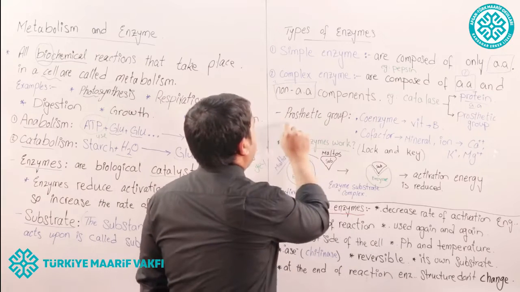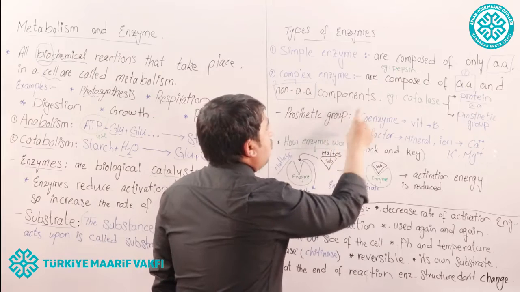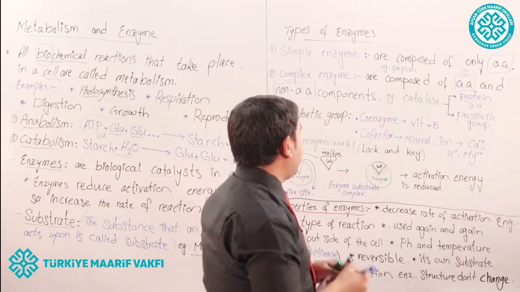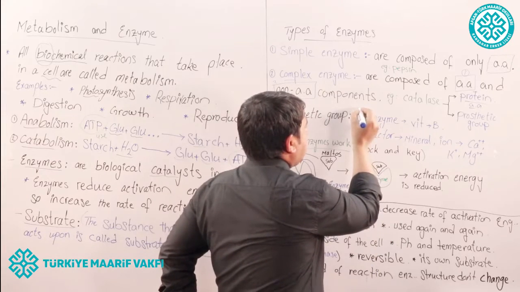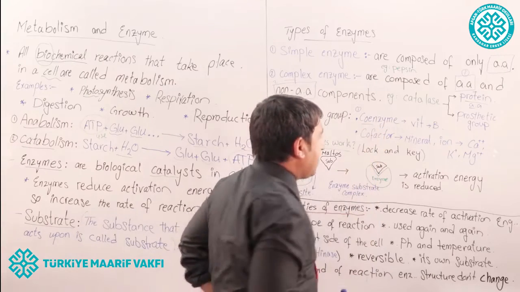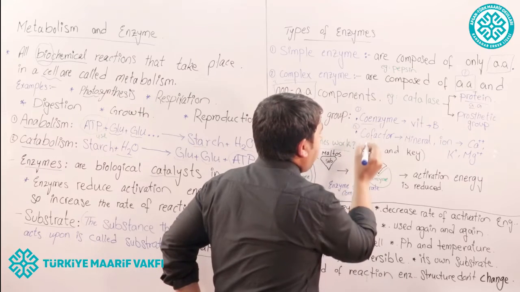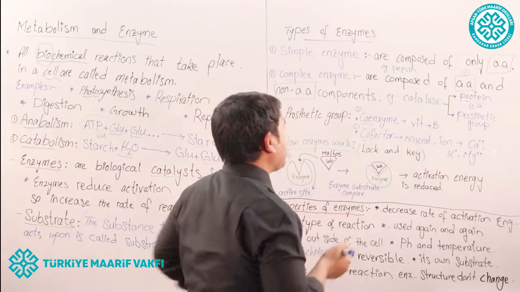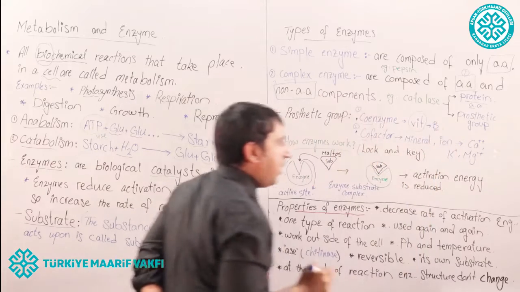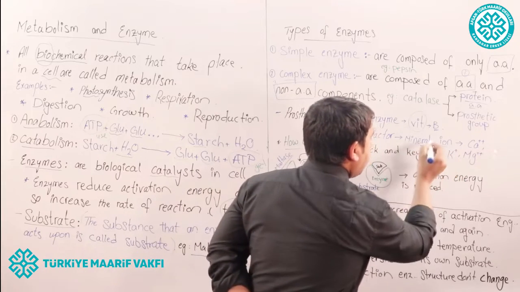Here we can see that two types of materials are in the prosthetic group. What are they? The first type of substance in the prosthetic group is coenzymes. And the second type is cofactors. What can be a coenzyme? A coenzyme can be some vitamins, like vitamin B. And a cofactor can be minerals or ions.